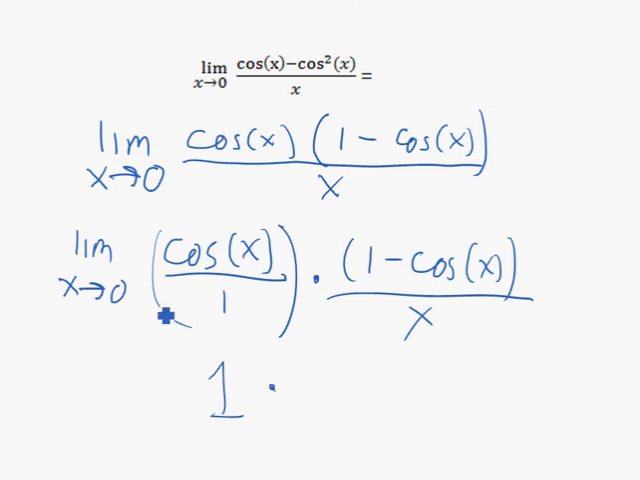Times, when I plug 0 over here, well, I know that as x goes to 0, this fraction becomes 0. That's one of my special rules. And 1 times 0 is 0.